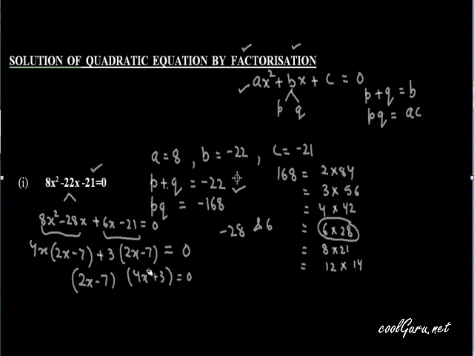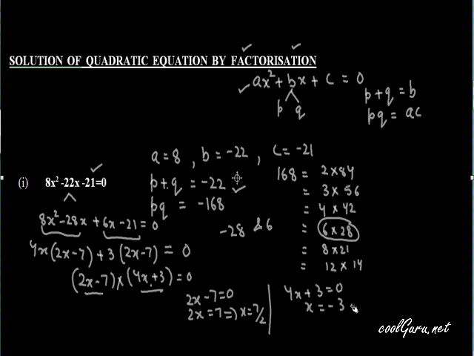So what we have done, we have represented this quadratic equation as a product of two linear factors, and the product of two linear factors is 0. So either 2x minus 7 is equal to 0. On solving this we get 2x is equal to 7, or x is equal to 7 by 2. Or this linear factor is 0: 4x plus 3 is equal to 0, which gives x is equal to minus 3 by 4.